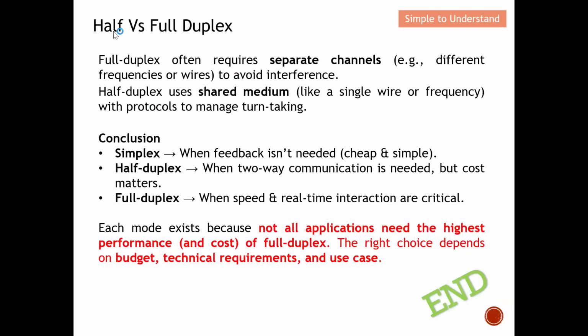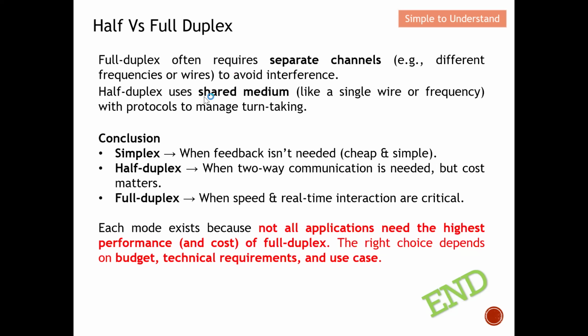I'm going to do a quick comparison between half and full-duplex. Full-duplex often requires a separate channel, one for transmit and one for receive. So you can imagine that we are going to have different frequencies, or at least two pairs of wire, so as to avoid interference.